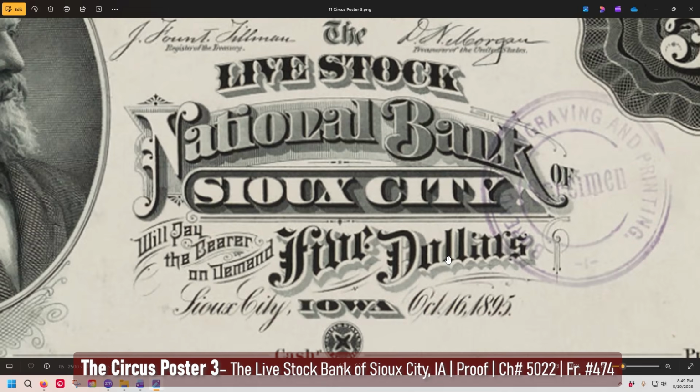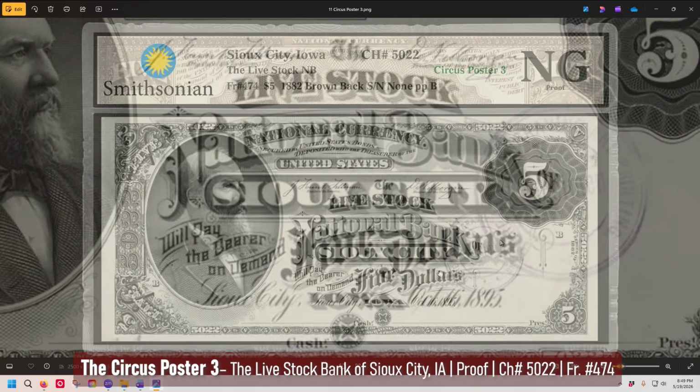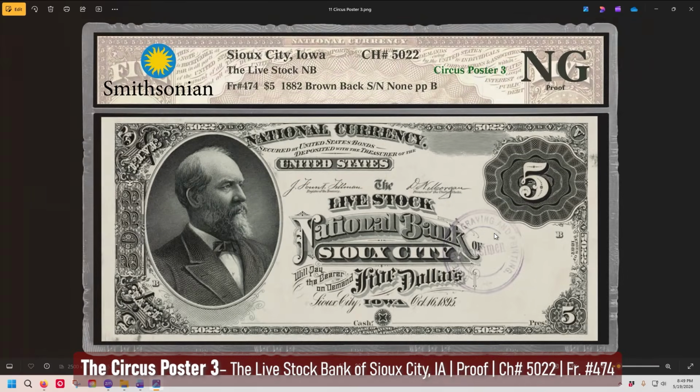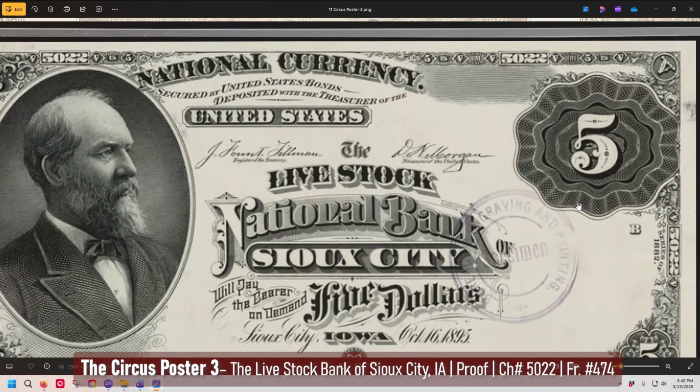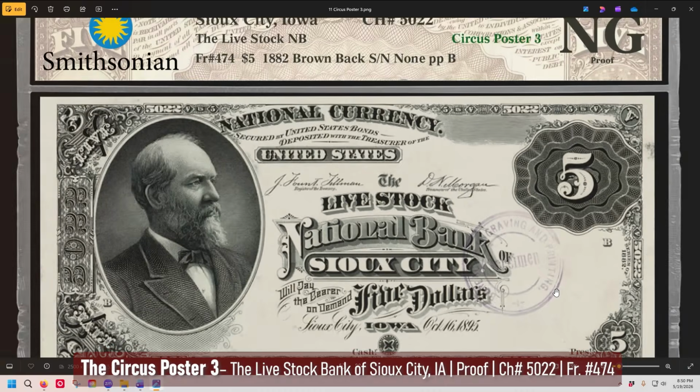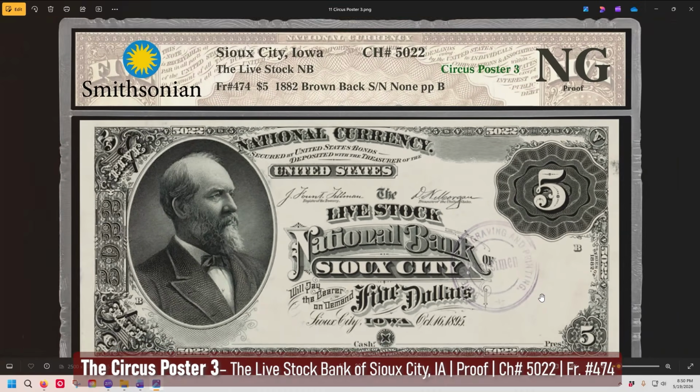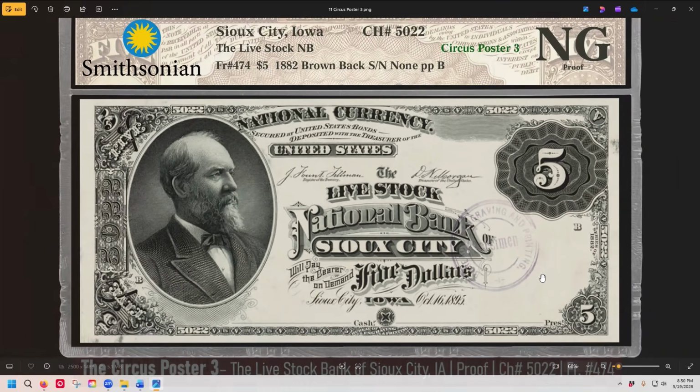And this is an odd note because this is the only bank that had a Circus Poster 3. Very tough to find. I think there's four known of this. When you talk about getting the dates of that proof, what are we seeing? It's stamped specimen. That's all it's saying. So what I have here is I cut out one of the proofs from the sheet of four.